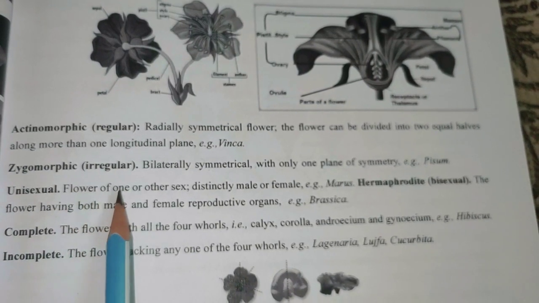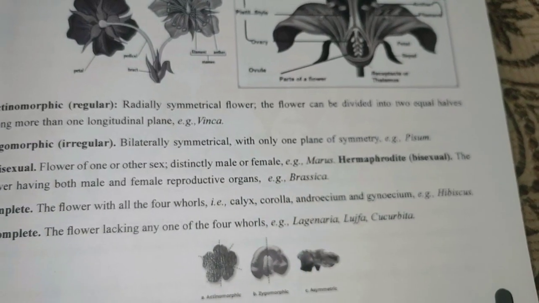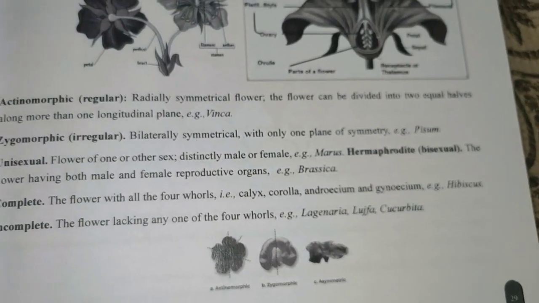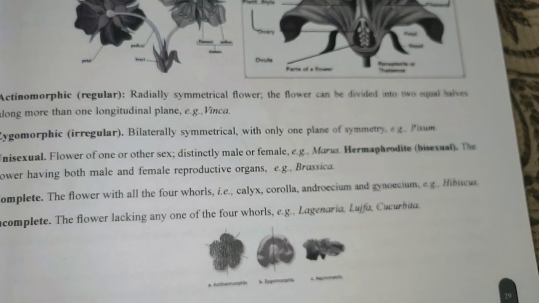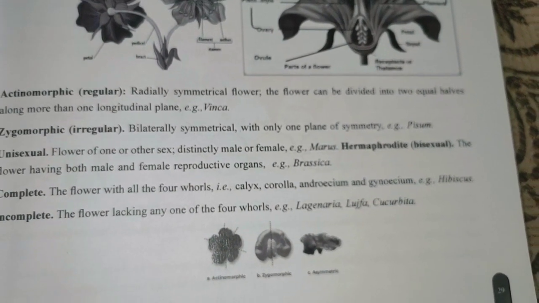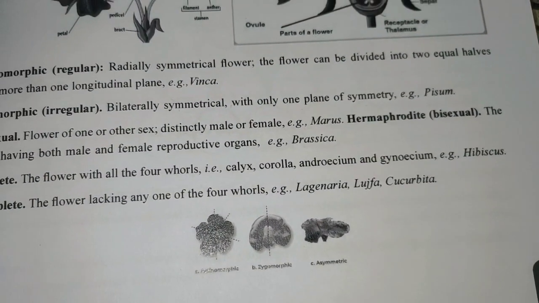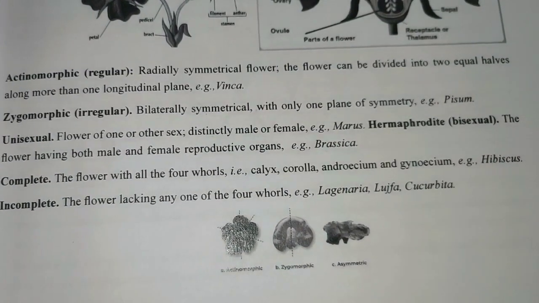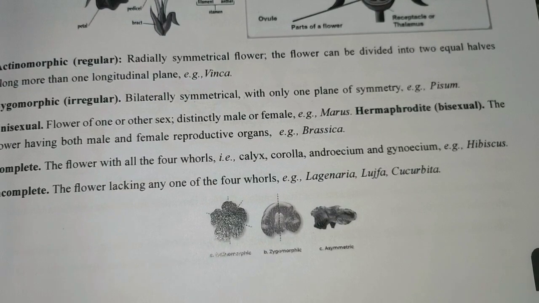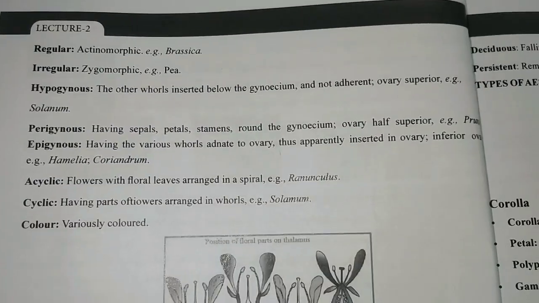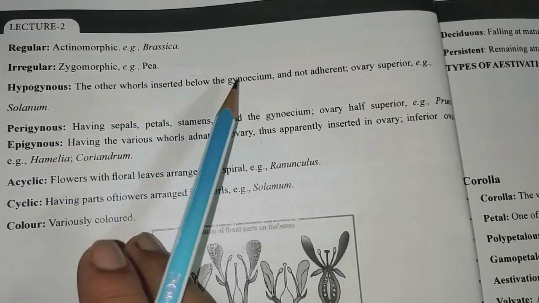Unisexual, flower of one or other sex, distinctly male or female, for example, Morus. Hermaphrodite, bisexual, the flower having both male and female reproductive organs, like Brassica. Complete, the flower with all the four whorls, namely calyx, corolla, androecium, and gynoecium, like in hibiscus. Incomplete flower, the flower lacking any one of the four whorls, for example, Lagenaria, Luffa, Cucurbita. Like actinomorphic, Brassica. Irregular, zygomorphic, like Pisum sativum.